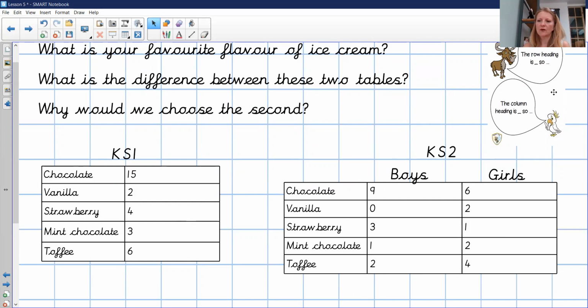And there are Coco and Colin again, talking about the row headings and the column headings. So the rows here are the different flavors of ice cream, chocolate, vanilla, and so on. And the columns are boys and girls.